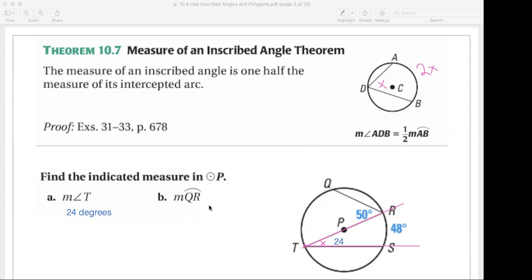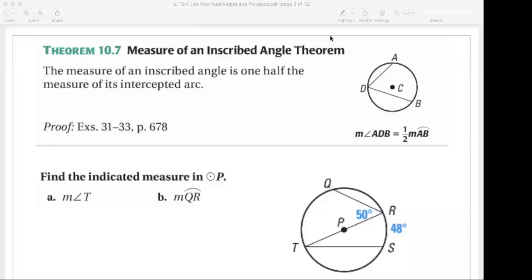Okay, now they want the measurement of arc QR. Remember this symbol up top, it's curvy, it means arc. All right, so the measurement of arc QR. Ooh, that's right here. Let me just erase.